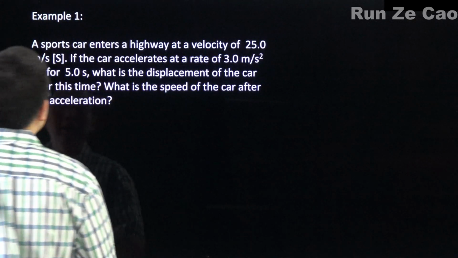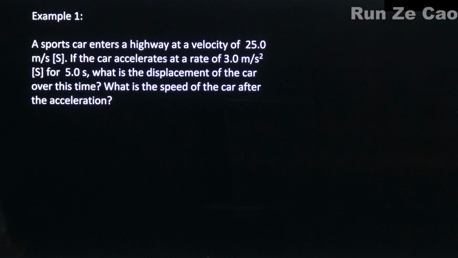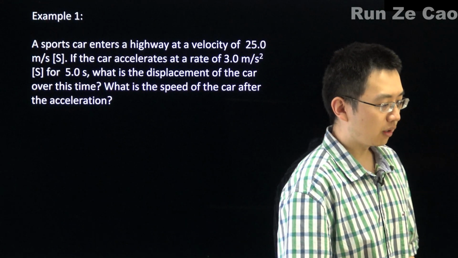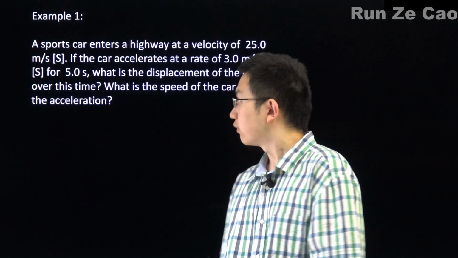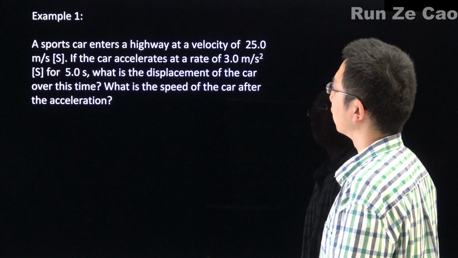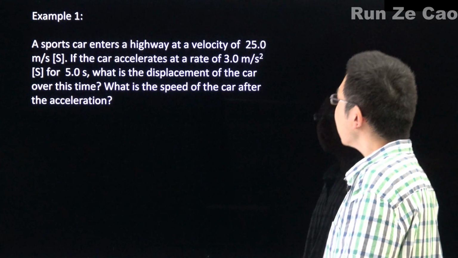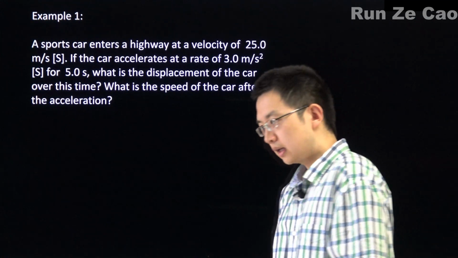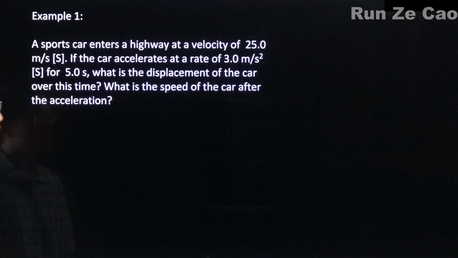Okay, example 1. A sports car enters a highway at a velocity of 25.0 meters per second south. If the car accelerates at a rate of 3.0 meters per second squared south for 5.0 seconds, what is the displacement of the car over this time? What is the speed of the car after the acceleration? Well, what formula should we use?